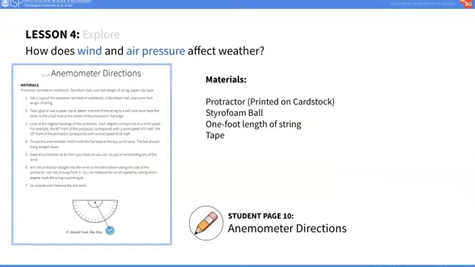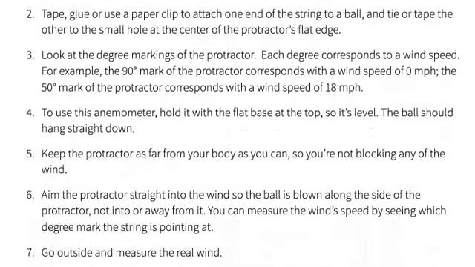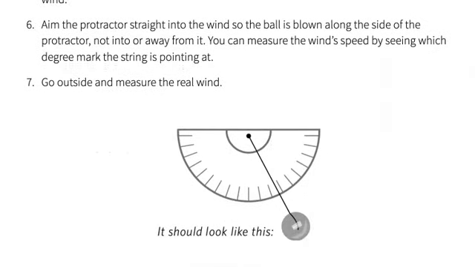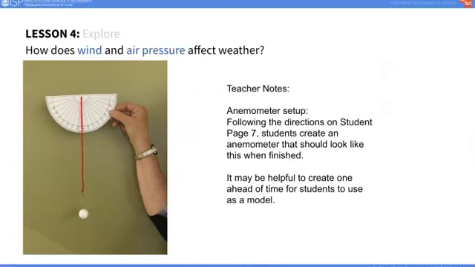Next, students will develop a tool to measure wind speed known as an anemometer using a protractor, styrofoam ball, 1 foot length of string, and tape. The protractor template is found in the teacher pages and should be printed on cardstock paper. Students should use the anemometer directions in their student journal to guide them in building the tool. Students will use tape to adhere one end of the string to the styrofoam ball and the other end to the small hole at the center of the protractor as shown in the image.